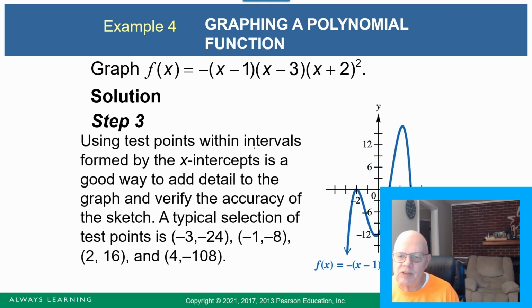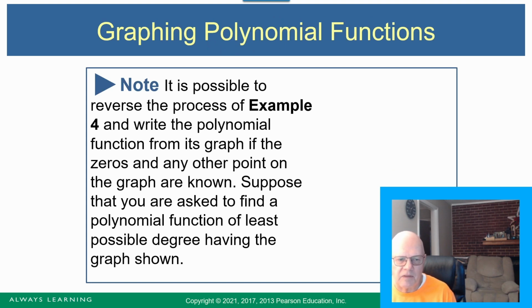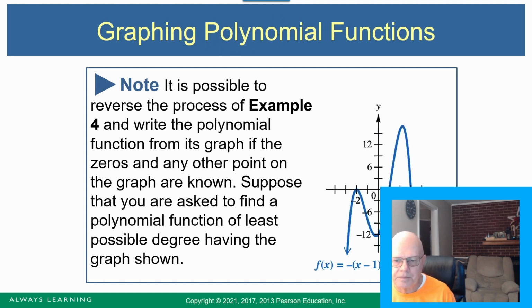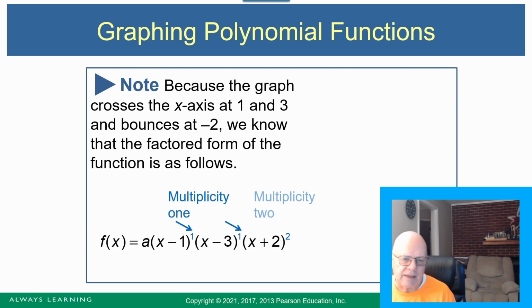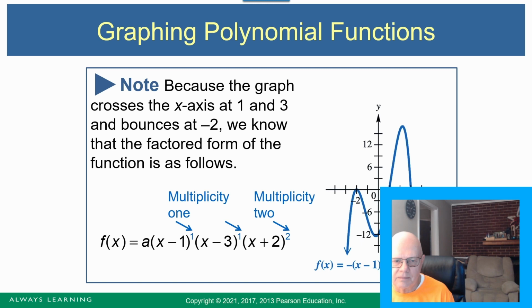Notice they've got some extra test points. So get a test point somewhere back here, a test point in the middle here, a test point in the middle here, and a test point somewhere out here to see whether they're above or below the x-axis. Smooth it in and you've got a good graph. So the factored form will look like this. 2 multiplicities of 1 and a multiplicity of 2. Again, the picture.